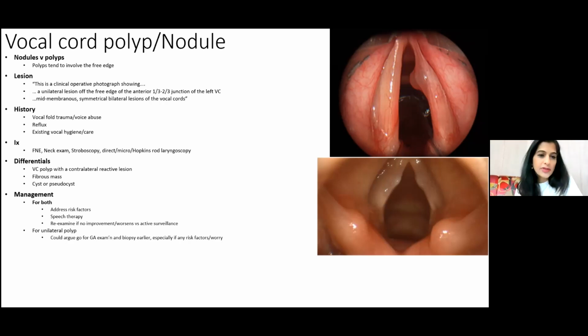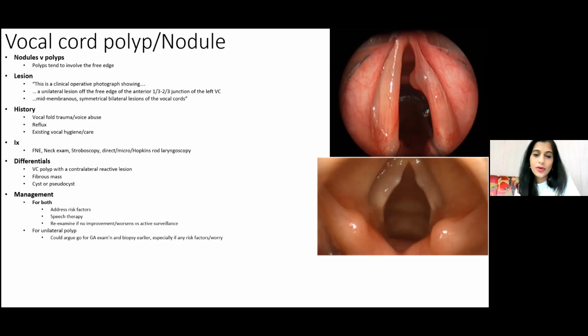So management for both these benign pathologies is addressing risk factors, involving speech and language therapy. And then you don't necessarily go to surgery straight away. You will want to re-examine or do some degree of regular monitoring or review if there's no improvement, or if the voice symptoms, or whatever symptoms the patient is presenting with, have become worse.